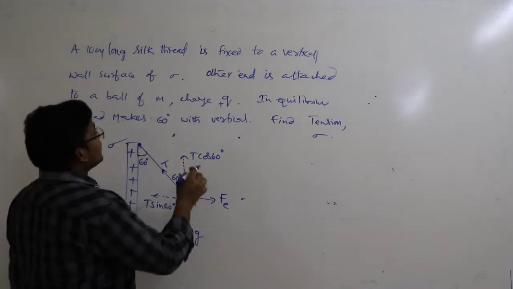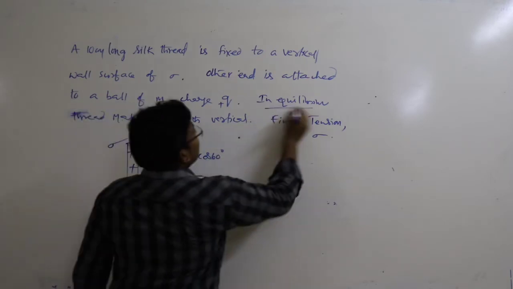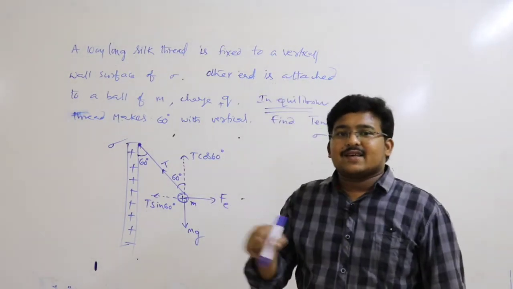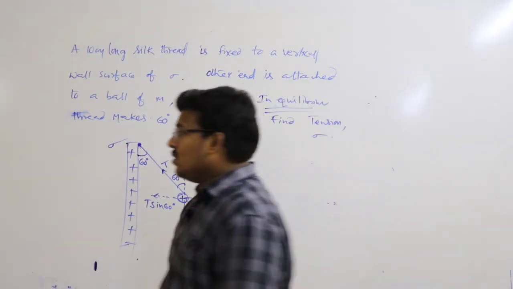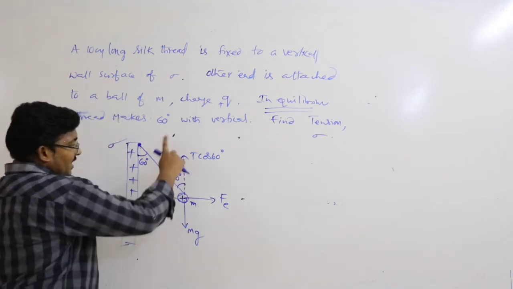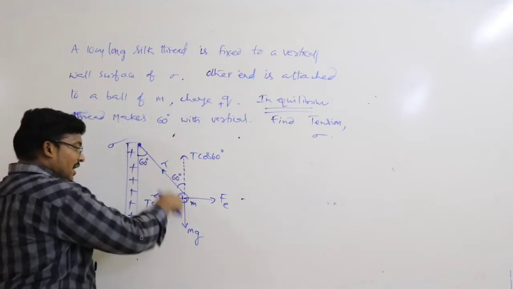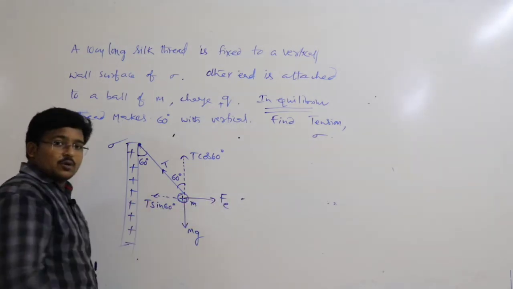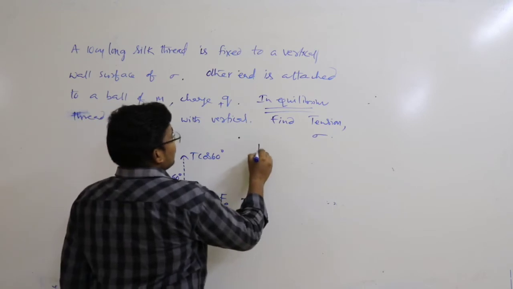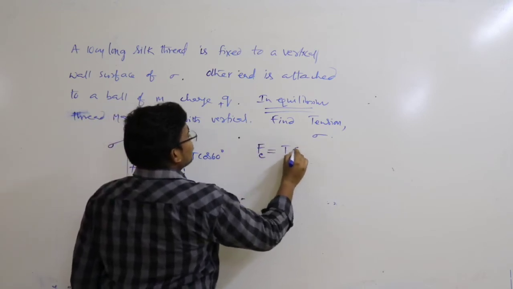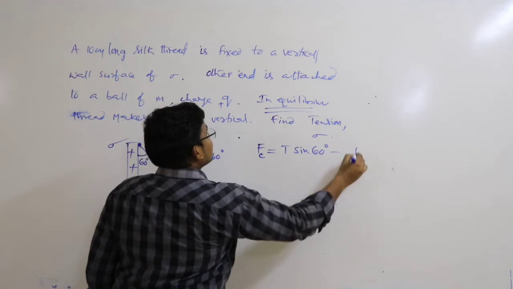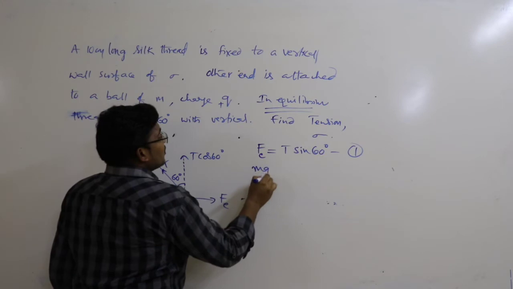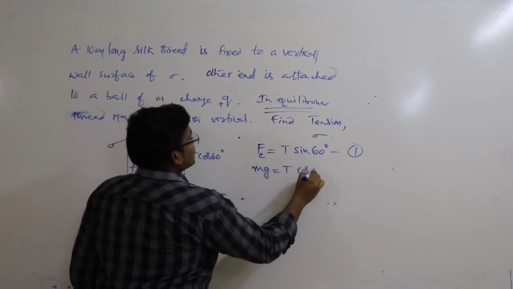They said that it is in equilibrium. Under equilibrium, the net force along the x axis and y axis are both 0. So along the y axis, T cos 60 and weight are equal. Along the x axis, the electric force is equal to T sin 60. So Fe is equal to T sin 60 degrees, equation 1 along x axis. Along y axis, weight is equal to T cos 60 degrees.